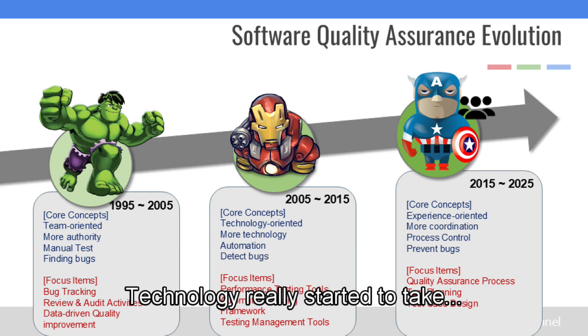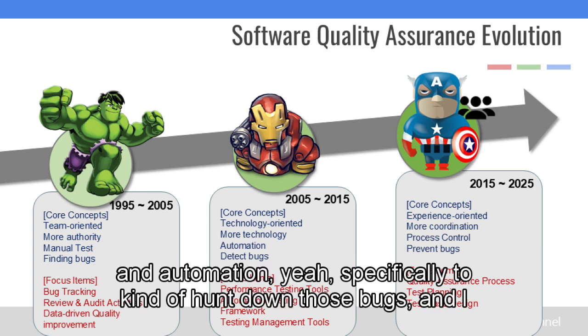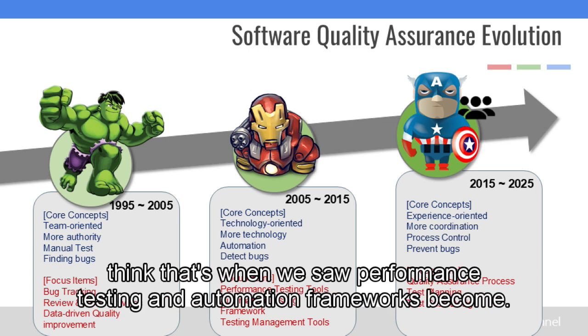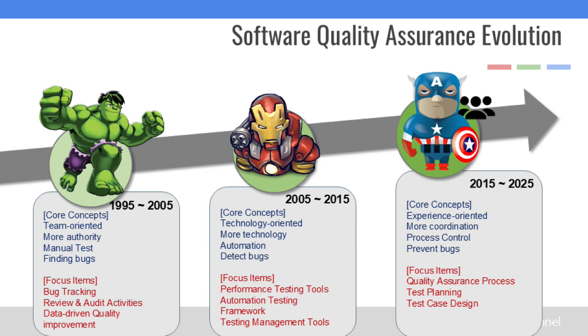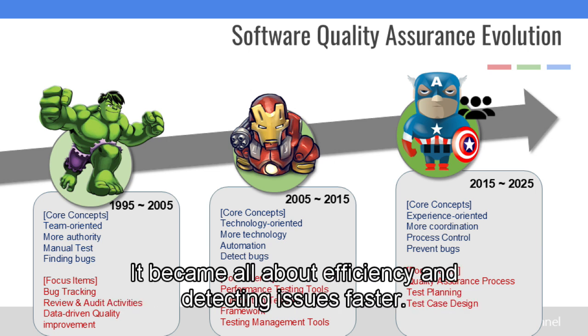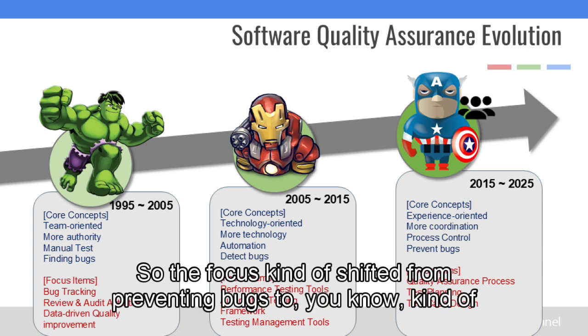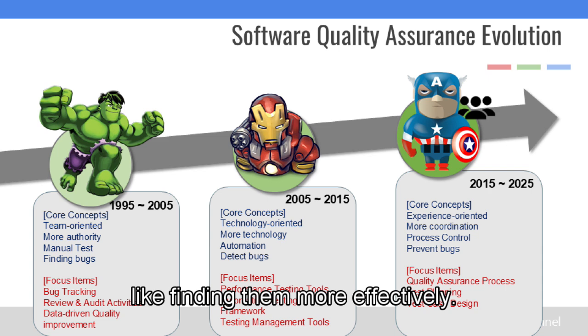But then things started to shift around that 2005 to 2015 period. What happened then? Technology really started to take center stage. We saw this huge rise in using specific tools and automation, specifically to hunt down those bugs. And I think that's when performance testing and automation frameworks became really central to the QA process. Absolutely. It became all about efficiency and detecting issues faster. So the focus shifted from preventing bugs to finding them more effectively.